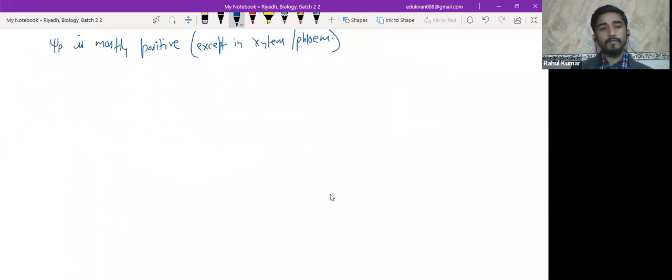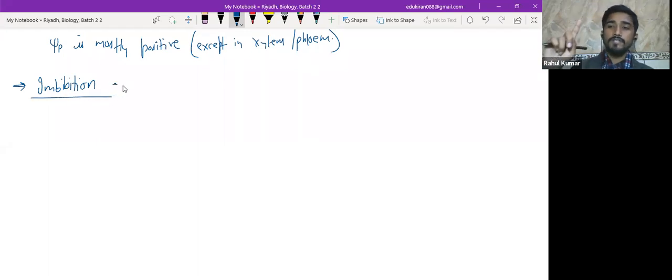So now let's go on. Before going to the mass flow hypothesis, there's one more thing. How many of you know of this term called imbibition? So we studied diffusion, then facilitated diffusion, then osmosis, which is a special type of diffusion just for water, where the solvent moves. The fourth thing is imbibition. Imbibition is also a diffusion. It's again a special case of diffusion.